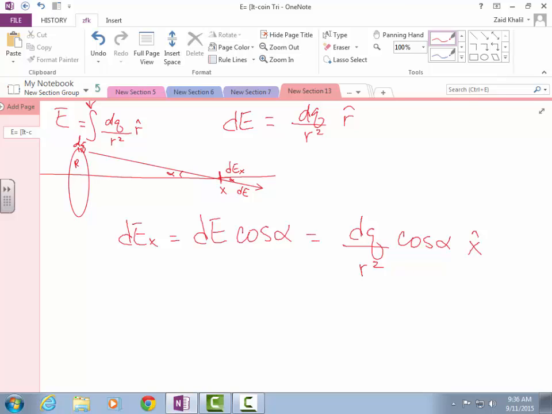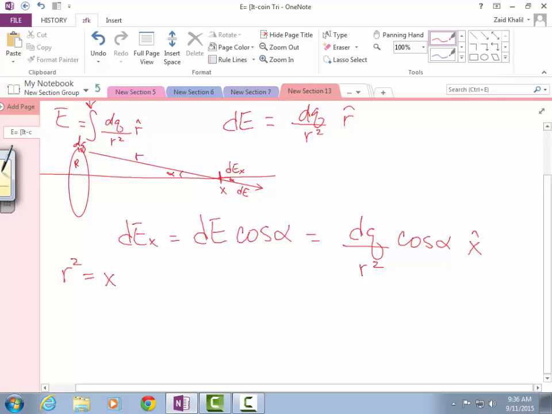But let's first figure out what little r is. What's little r? That's the hypotenuse. That's right. So therefore, r squared is equal to what? So it's going to be x squared plus r squared. You'll see. So what do we have here?